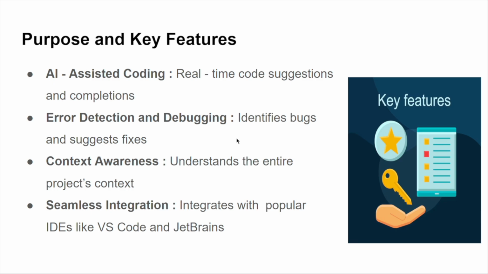Next is error detection and debugging. So Cursor AI can identify bugs and suggest fixes, significantly reducing the debugging time. Third is context awareness. So unlike basic autocomplete tools, Cursor AI understands the entire project's context, offering relevant suggestions tailored to the code base. And last is seamless integration. So it integrates smoothly with popular IDEs like VS Code, JetBrains, etc., ensuring a non-disruptive workflow.